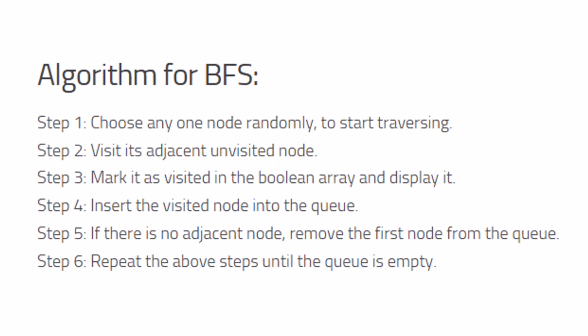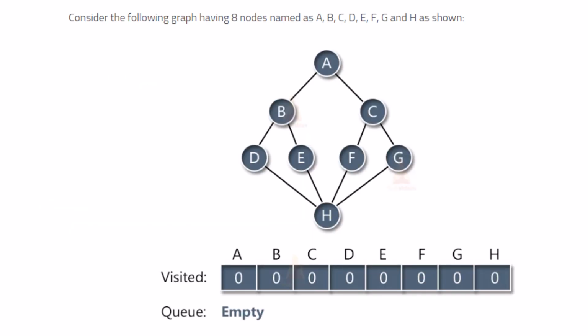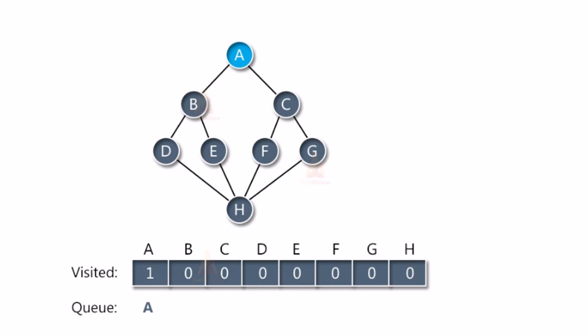So the BFS algorithm uses the queue data structure, which follows the first in first out principle. Consider this graph. It contains the vertices A to H. Initially every node is not visited, so the visited array is marked as 0. Q is initially empty. First select the root node A, mark it as visited and enqueue into the queue.